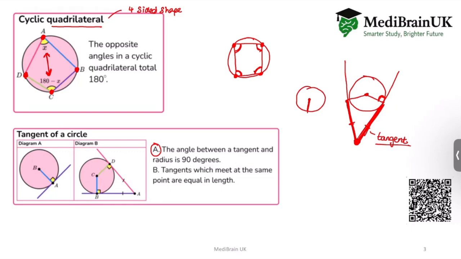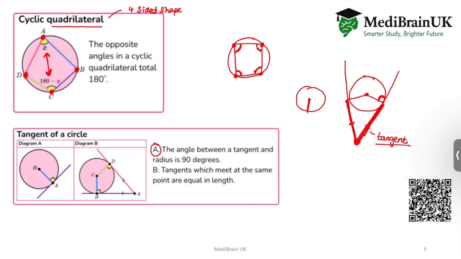Okay, now in terms of a tangent, we know that a radius is half of the diameter, and a radius comes from the center of a circle and meets the circumference of the circle. Now, when a radius meets a tangent, remember, a tangent is just a straight line which touches the circle at one point. When a radius meets a tangent, the angle which is formed is 90 degrees.